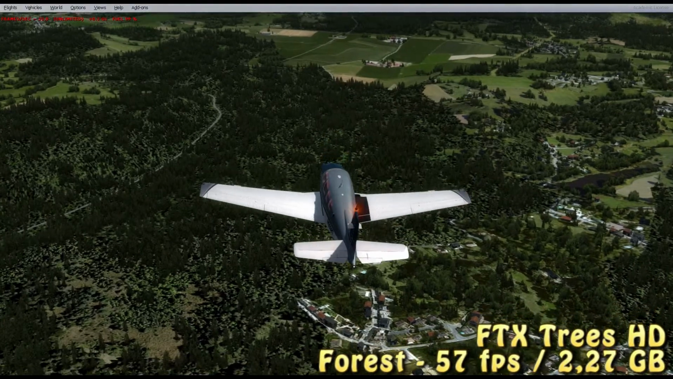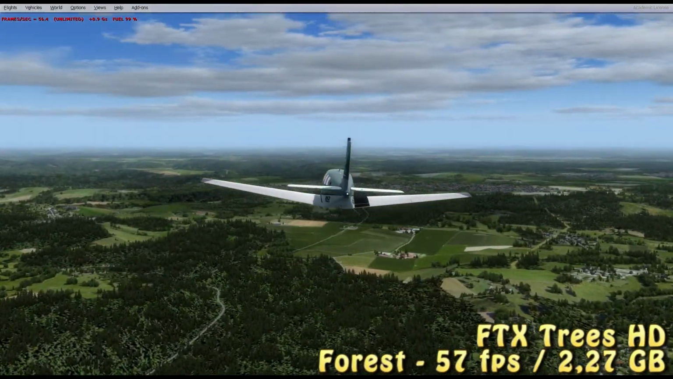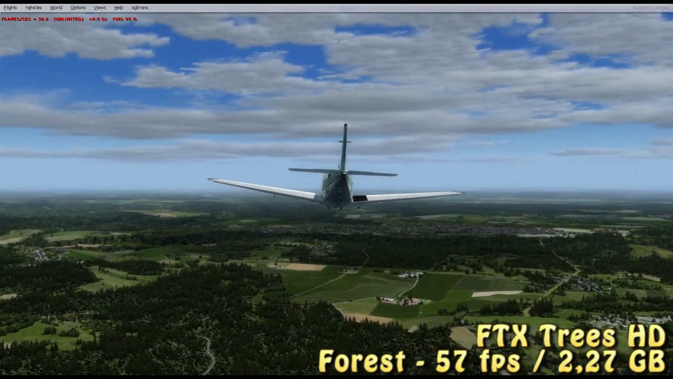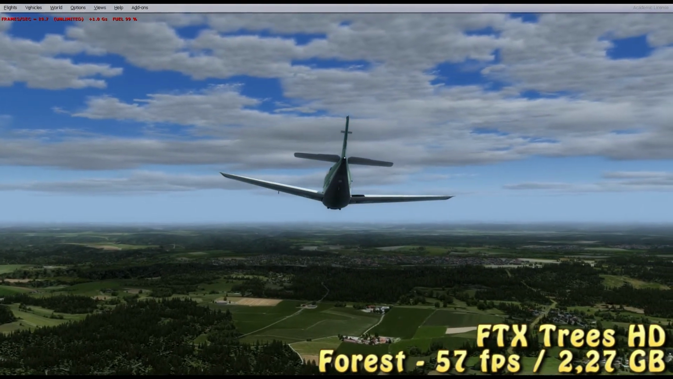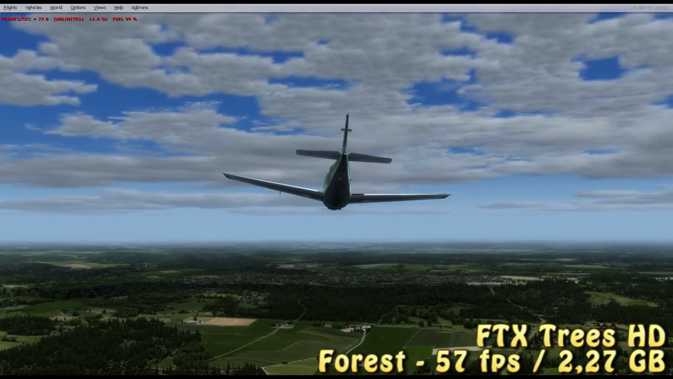And keep in mind the very high increase in frame rate over a very dense city, and that's pretty cool and awesome, and I can only recommend this product.